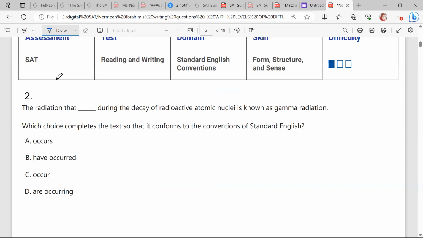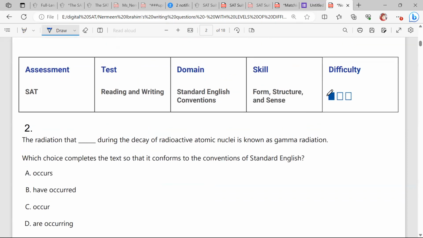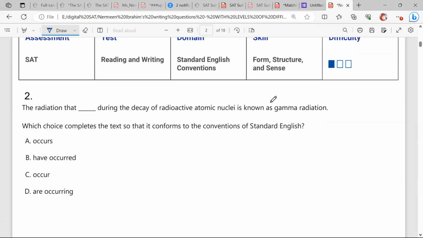Number two is an easy question as well. It's related to writing, as I said, but the skill being tested here is form, structure, and sense. Form, structure, and sense. It's not boundaries now, it's form, structure, and sense.